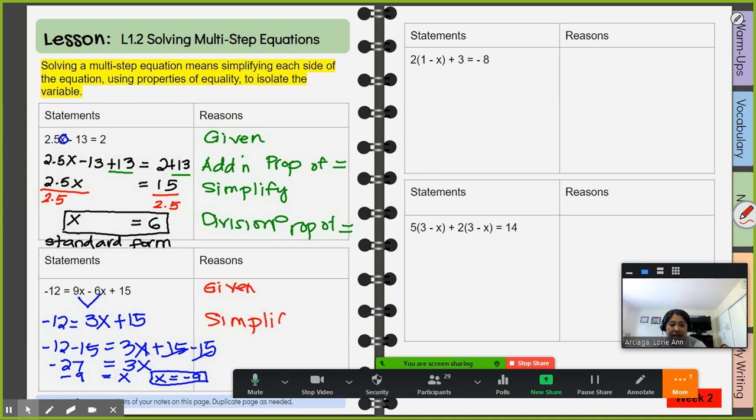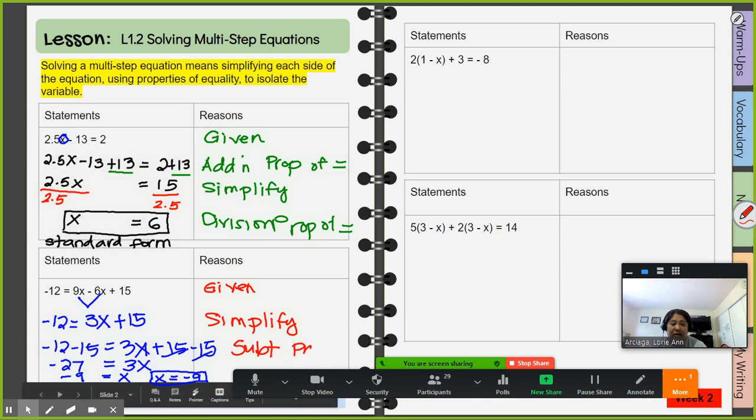When you're combining like terms or just adding and subtracting, just put simplify. Now, when Luis said he converted the positive 15 to negative, he actually subtracted 15 from both sides. And the property we use for that is subtraction property of equality. And when Luis canceled the opposites and combined these two numbers together, it's just like when you combine 9x and 6x. So that's also simplified.